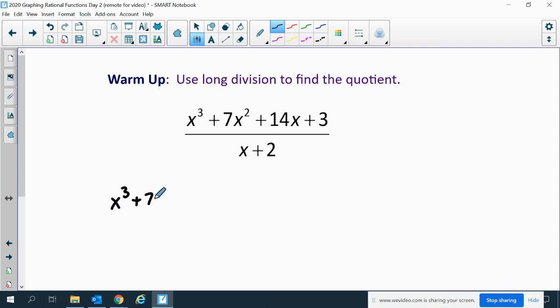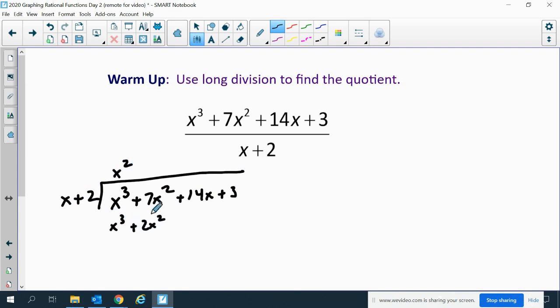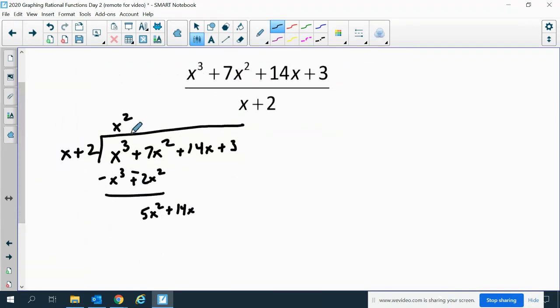So x cubed plus 7x squared plus 14x plus 3. If I divide that by x plus 2, I have x squared. I get 5x squared plus 14x down here. Then I will have a plus 5x. So 5x squared plus 10x, change the signs.